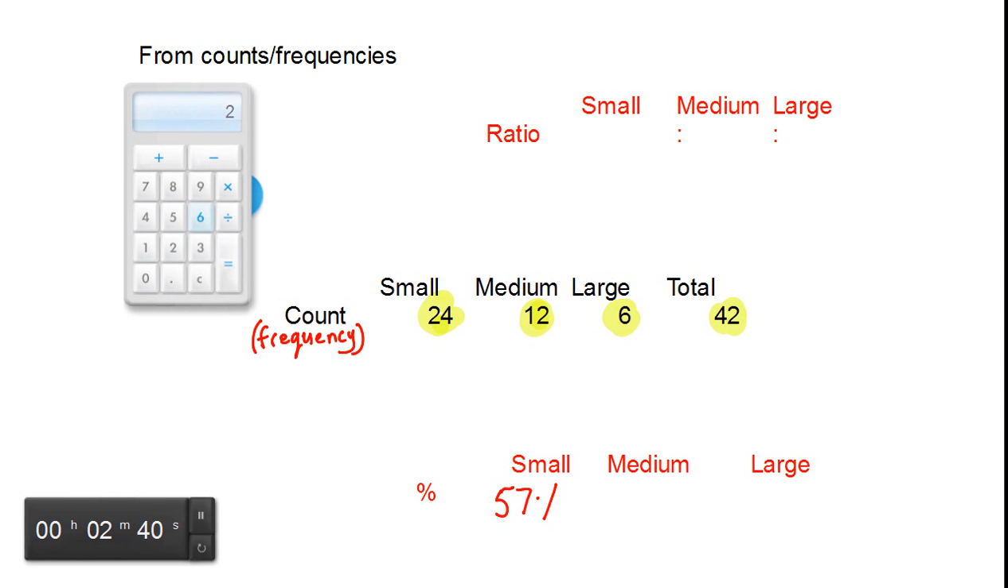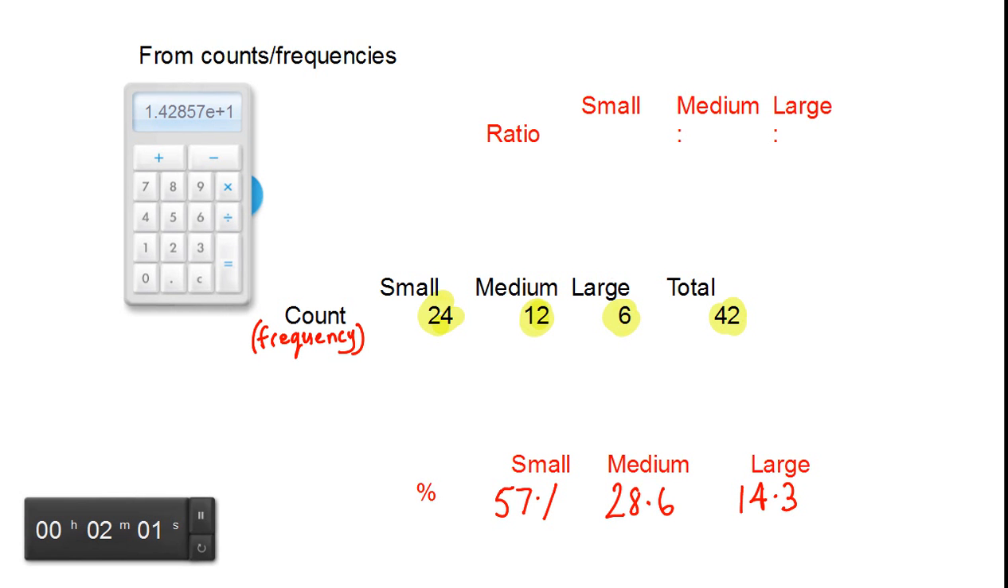For the next category, 12 divided by 42 times 100 equals 28.6. So 28.6% fall into that category, and that leaves us with the remaining snails, 6 in the last category, or 14.3%. So I can express the results and hypotheses in terms of percentages.